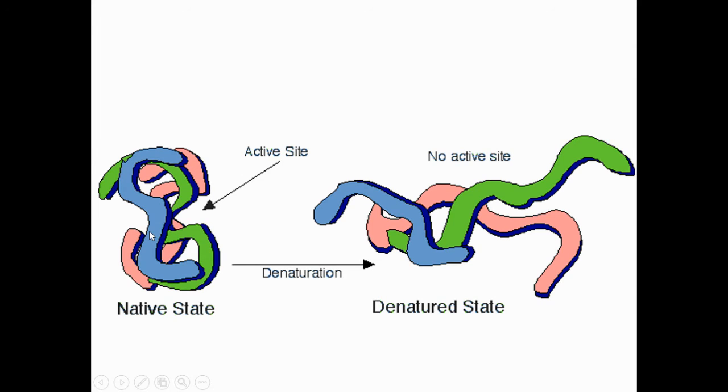Here's what it should look like, and you can see this is an active site in here. After it got denatured, maybe a temperature change, or maybe it was too acidic, oh, there's no active site anymore. It's just a little mess.